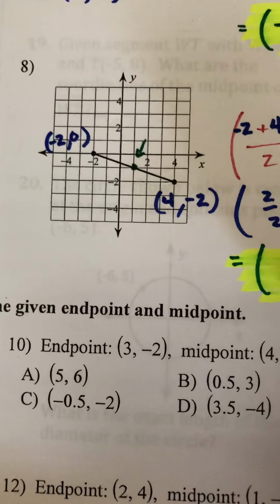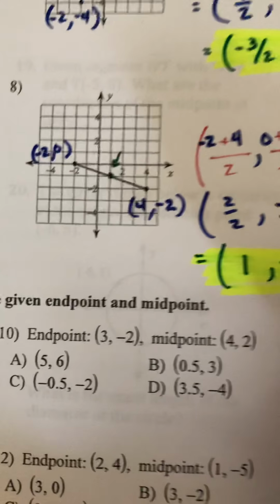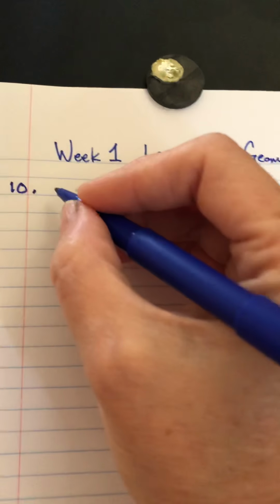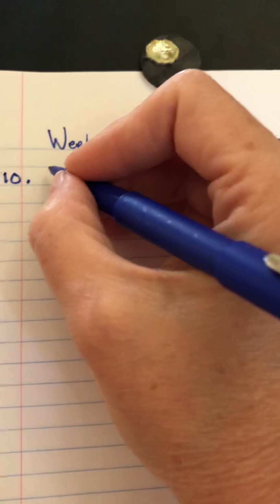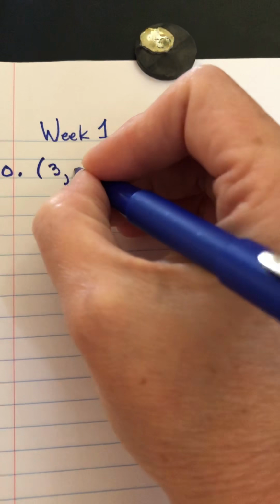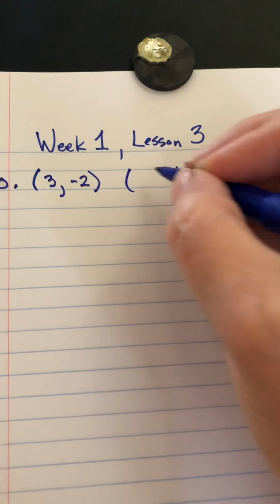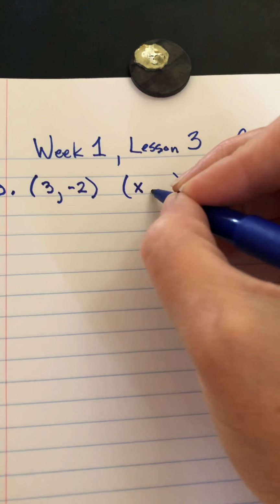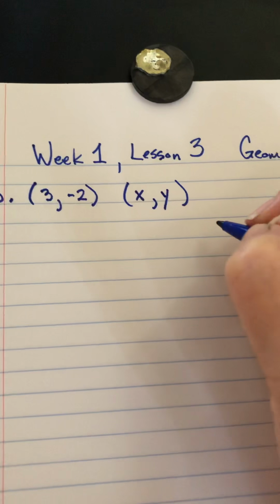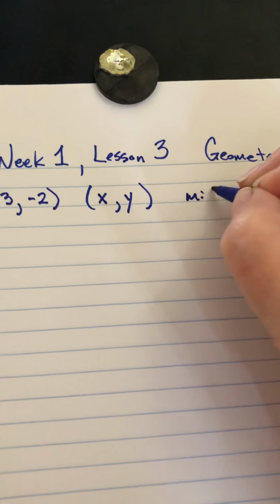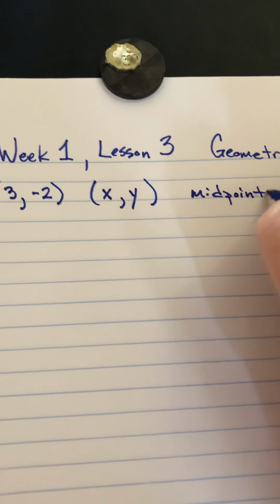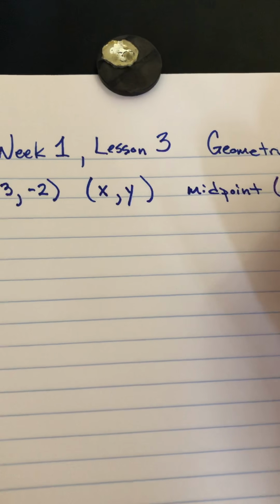So this is what I want to do. I'm going to work number 10 for you. And here's number 10 right here. So bear with me, I'm using my cell phone recording this. This is an endpoint, 3, -2. Here's my other endpoint. Remember, they didn't give it to us, but I know it's going to be an x coordinate and a y coordinate. And then they gave me my midpoint, and my midpoint is 4, 2.